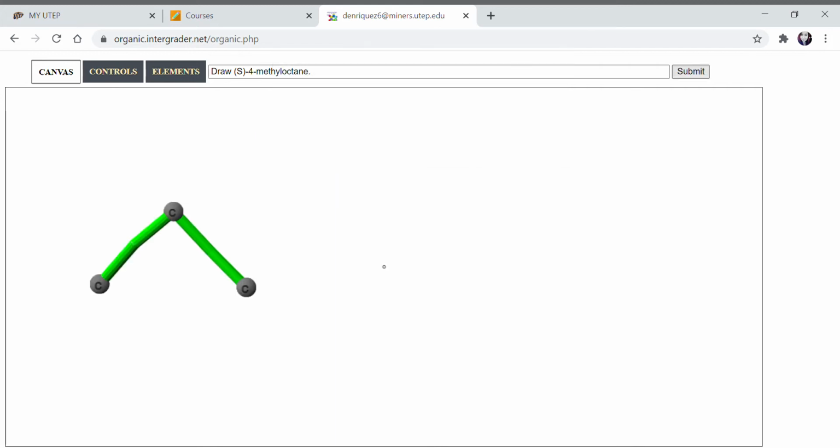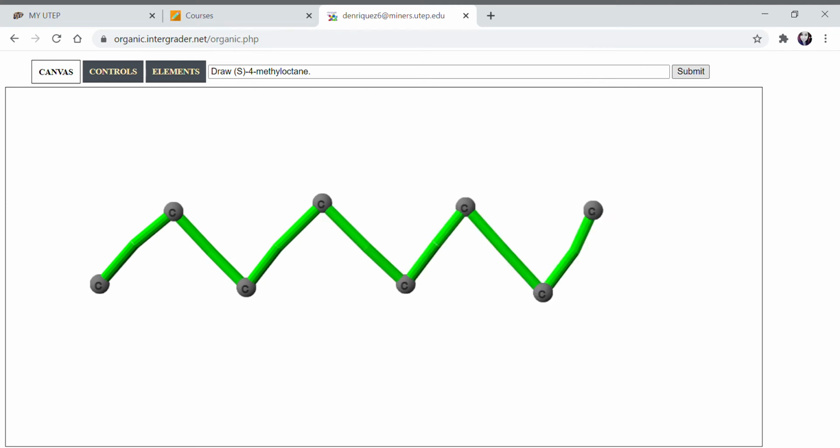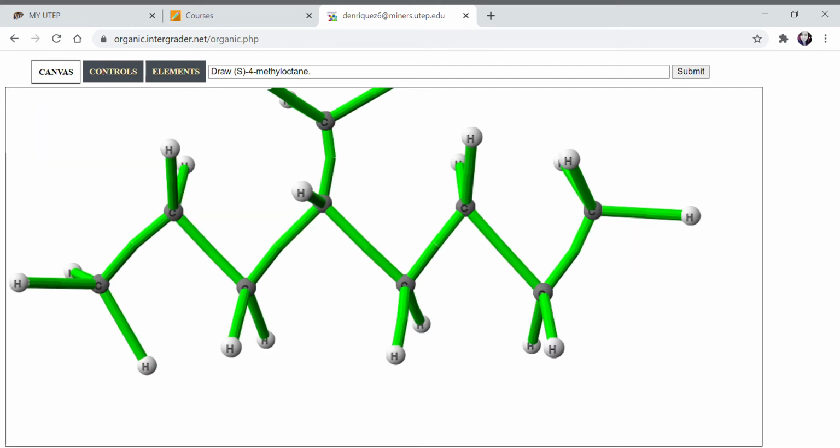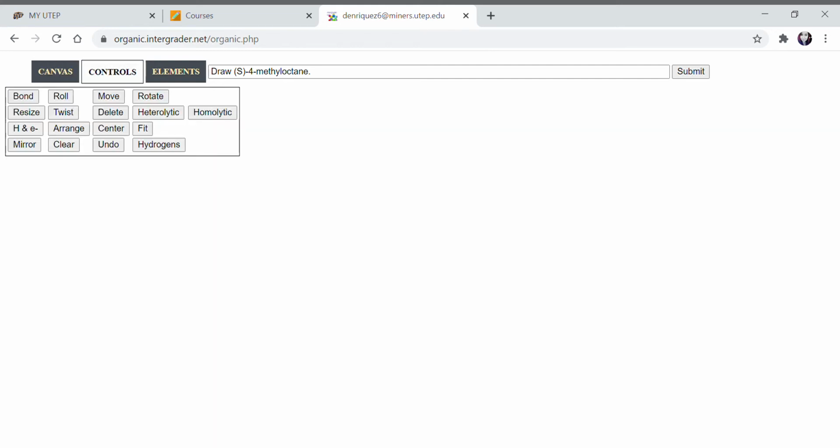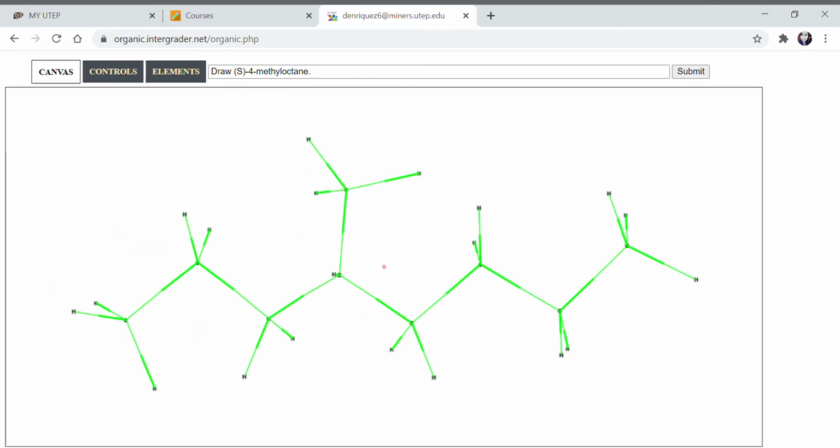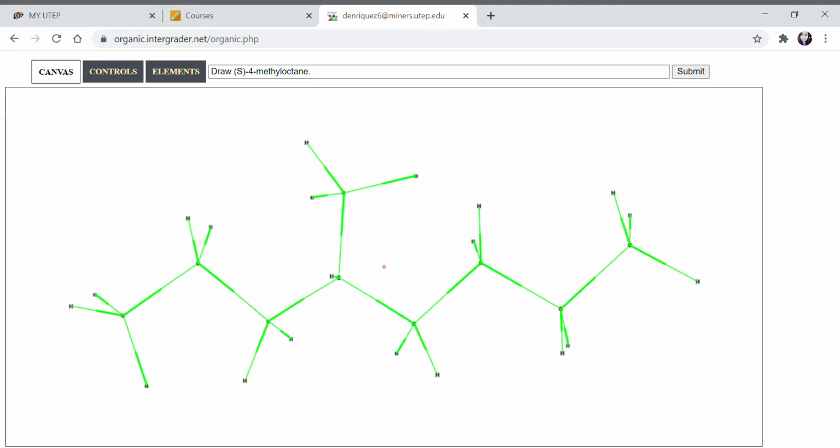Draw the octane. It's got a methyl on the 4 position, 1, 2, 3, 4. Add your hydrogens, arrange, fit, and roll.